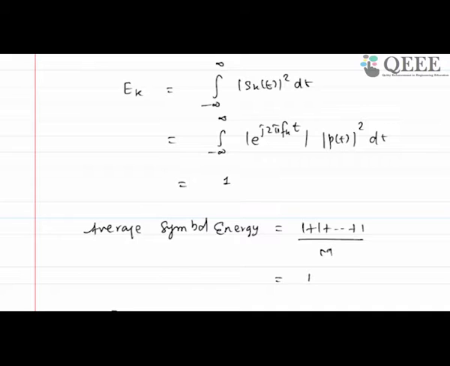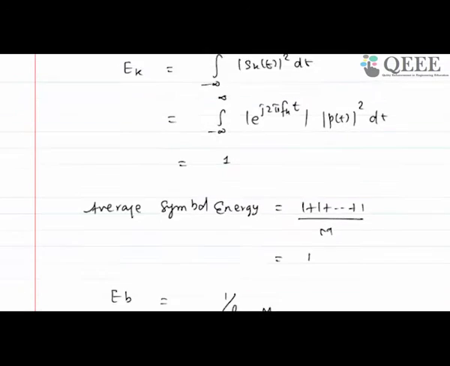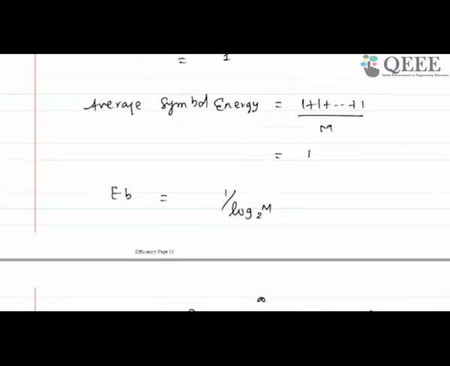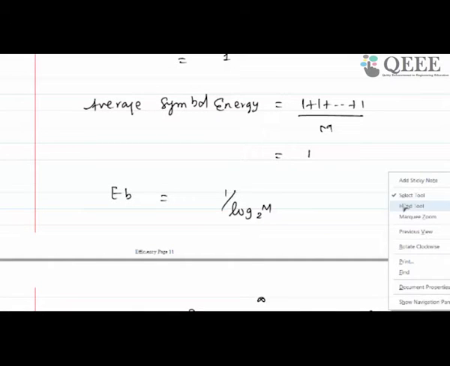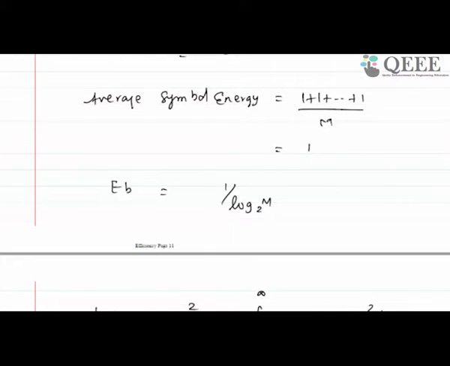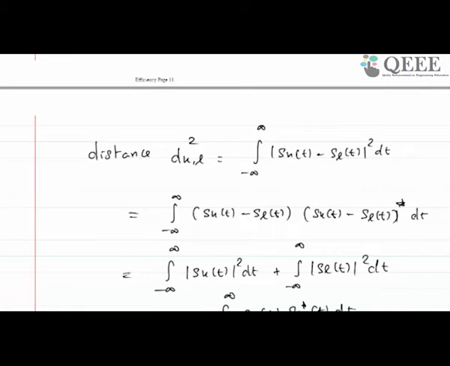The average symbol energy is 1, and the average bit energy is 1 by log M because each symbol carries log M bits. Now let us look at the power efficiency, the distance between the signals. Again, modulus of Sk of t minus Sl of t, squared. The magnitude squared I can write as Sk minus Sl times Sk minus Sl conjugate. So that is the magnitude squared, right?